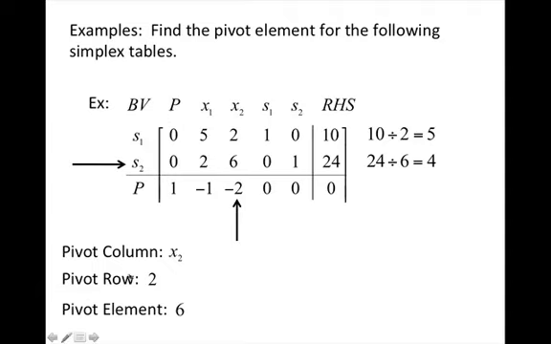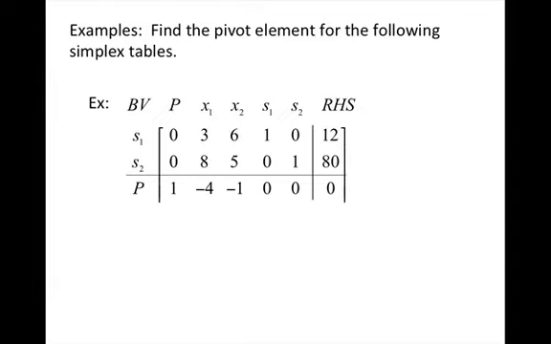We're always going to label our pivot column with the column labels, you know, the P, X sub 1, X sub 2, S sub 1, or S sub 2. We're always going to label our pivot row with just the row number, either 1, 2, or 3. And then for the pivot element, you just give that number that's in the pivot row and the pivot column. So my pivot element this time was the 6.